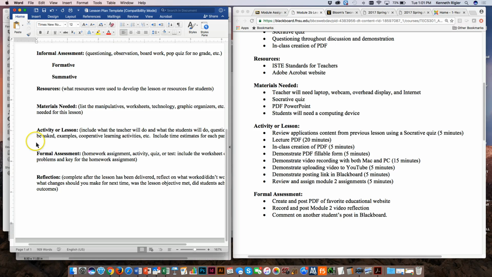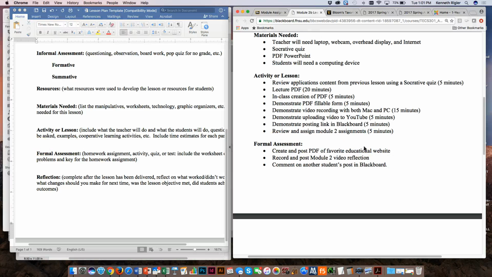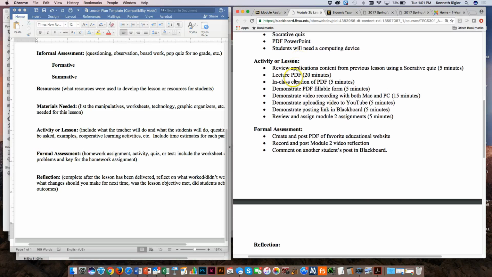Okay, so as you can see on my example here, this is where you identify what you're going to do and, more importantly, when or how long it's going to take. So as part of this, you need to include time estimates. So first 5 minutes of class, this is what we're going to do. The next 20 minutes, this is what we're going to do. The next 5 minutes, this is what we're going to do. So you break it down and you plan out your whole class period. This gives you something to follow.